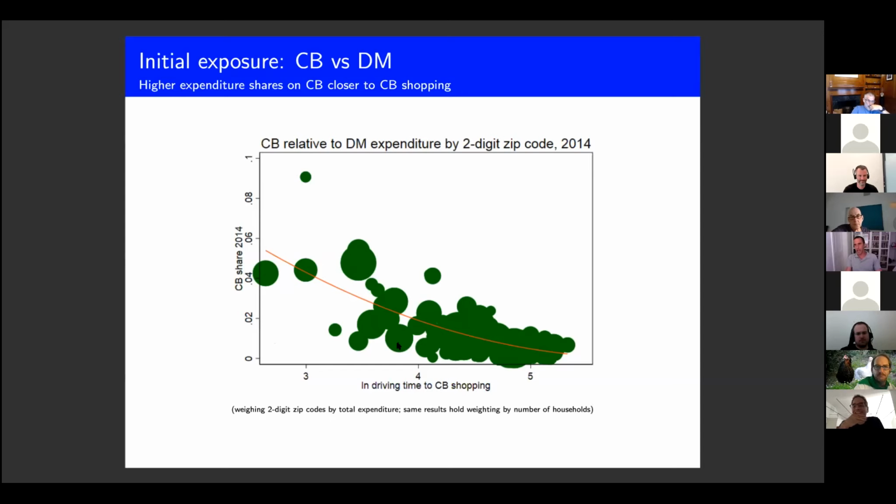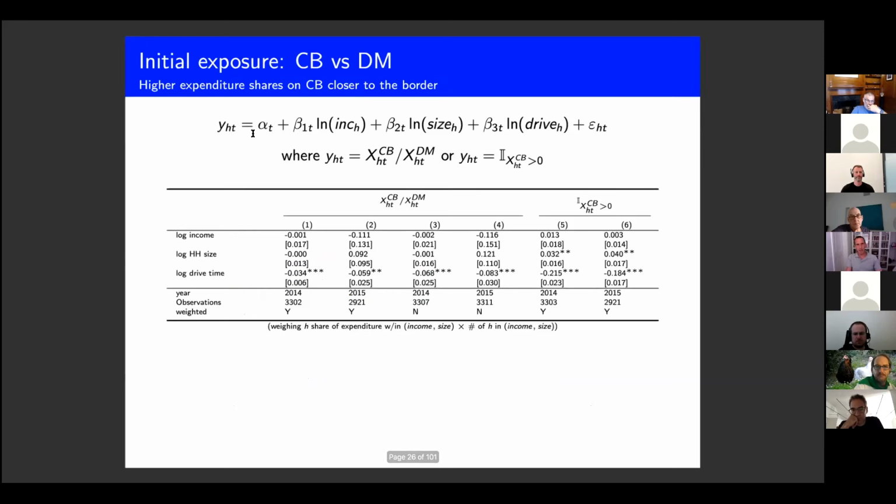Yeah, like 1.5%. Now you can do this at the household level, the same regression that I did before, but for CV share against income and size. And again, the only one that comes out significant is driving time. Households that live closer to the border do more CV share.